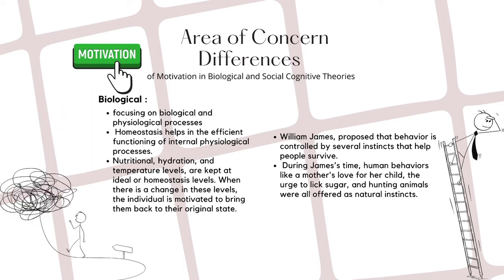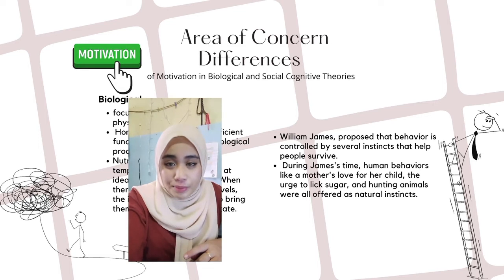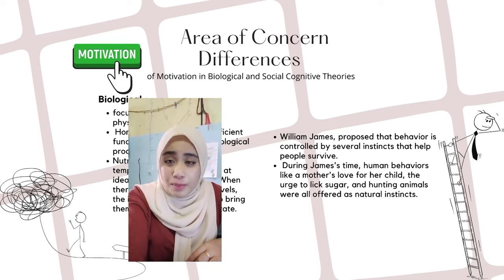So what is homeostasis? In biology, homeostasis is a state of steady internal, physical, and chemical conditions maintained by living systems. It is important because homeostasis helps in the efficient functioning of internal physiological processes. When there are changes in homeostasis levels, the individual is motivated to bring them back to their original state. The instinct theory made by William James is one of the examples of biological theories in motivation.